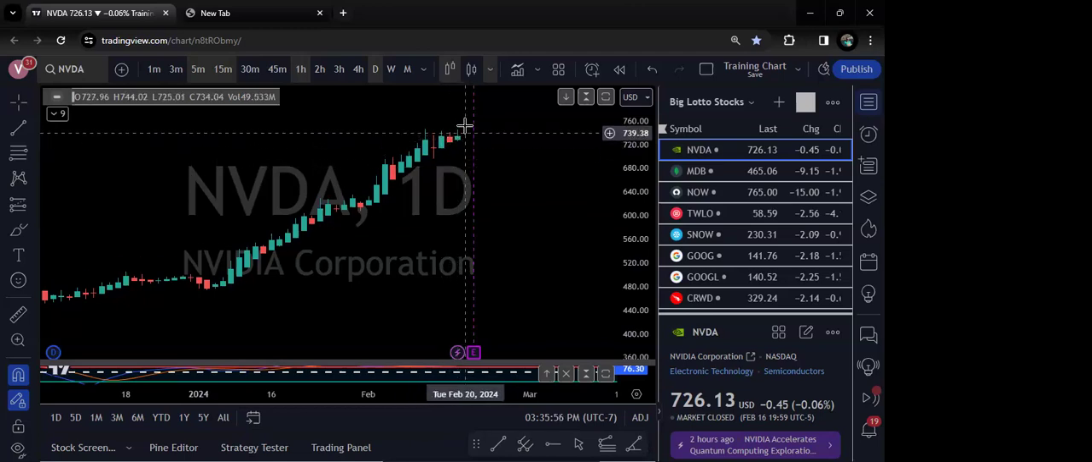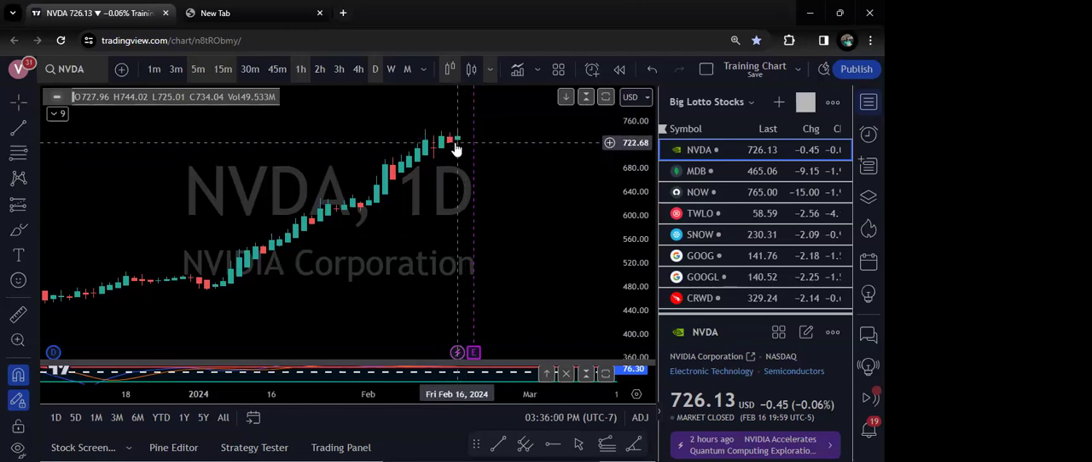So if we get an IV crash Tuesday, Wednesday, probably, I don't know, we're going to get a good move post ER. So NVIDIA is a must trade. It's a must trade for earnings.